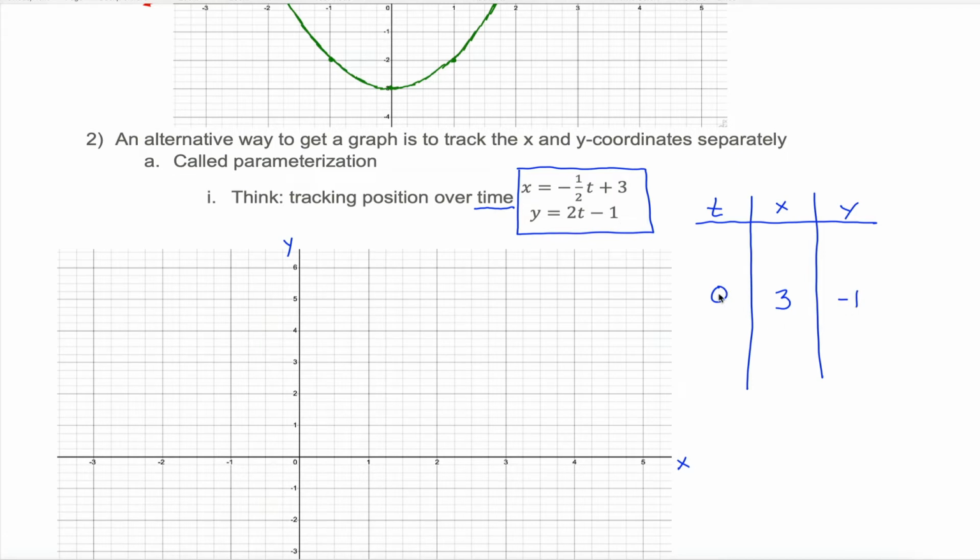What that tells me is that at time 0, the particle has an x-coordinate of 3 and a y-coordinate of negative 1. So the particle is right here when t is equal to 0. Nothing special about time 0. I can do that same thing for time 1.